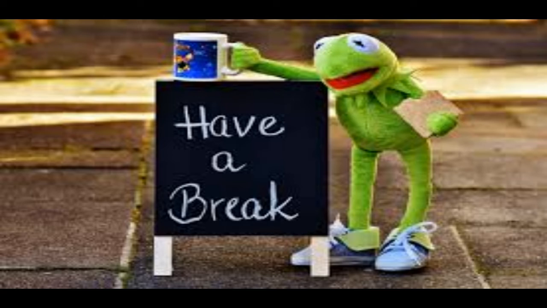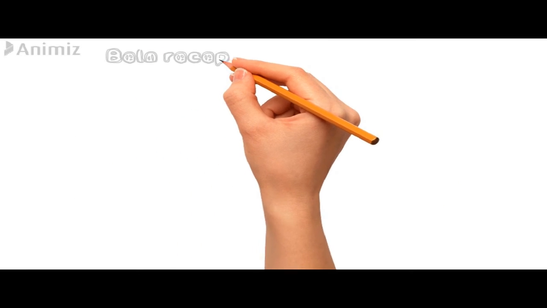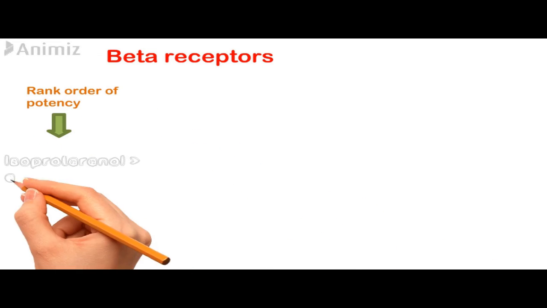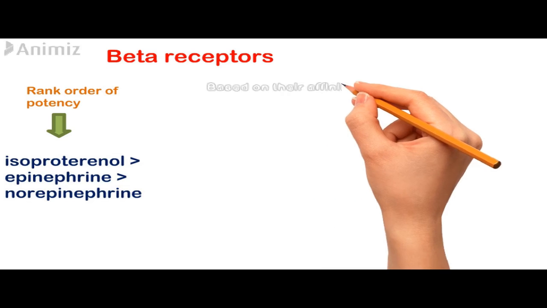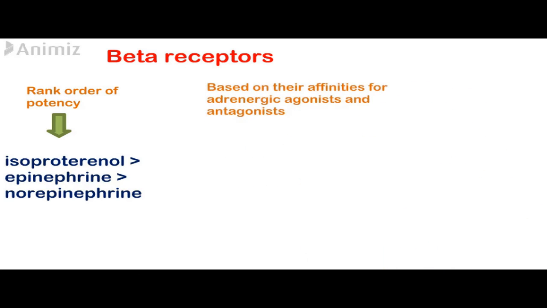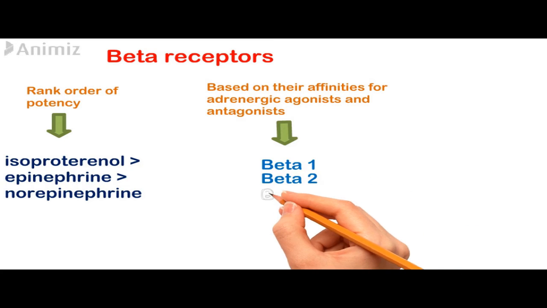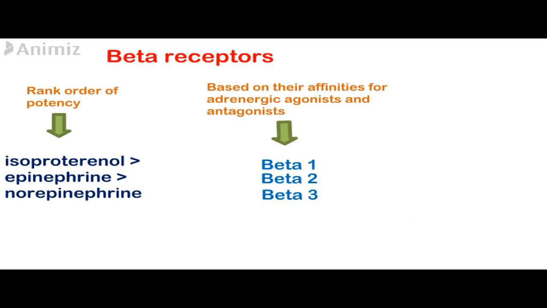While in beta receptors, the one that has the highest affinity is isoproterenol, and then epinephrine comes, and then norepinephrine. And these receptors are divided into 3 major subgroups, which are the beta 1 receptors, beta 2 receptors, and beta 3 receptors, again based on the affinity for the adrenergic agonists and antagonists. And these receptors are Gs protein coupled receptors.